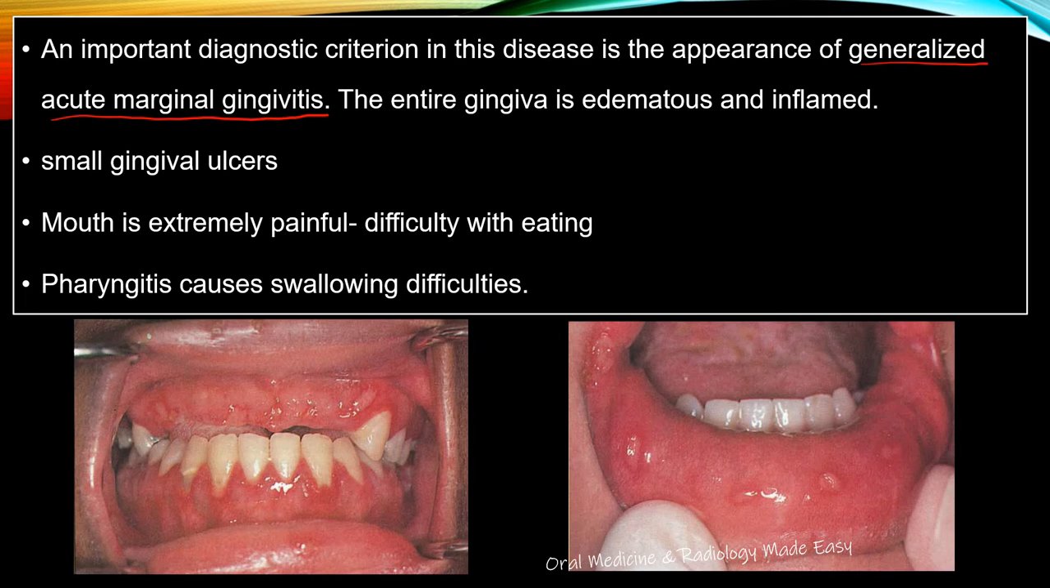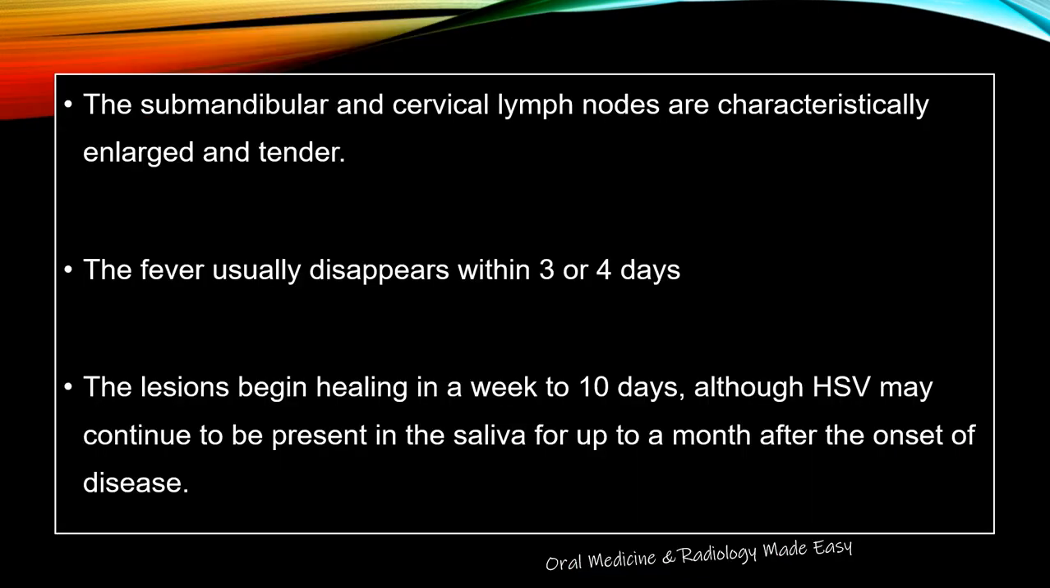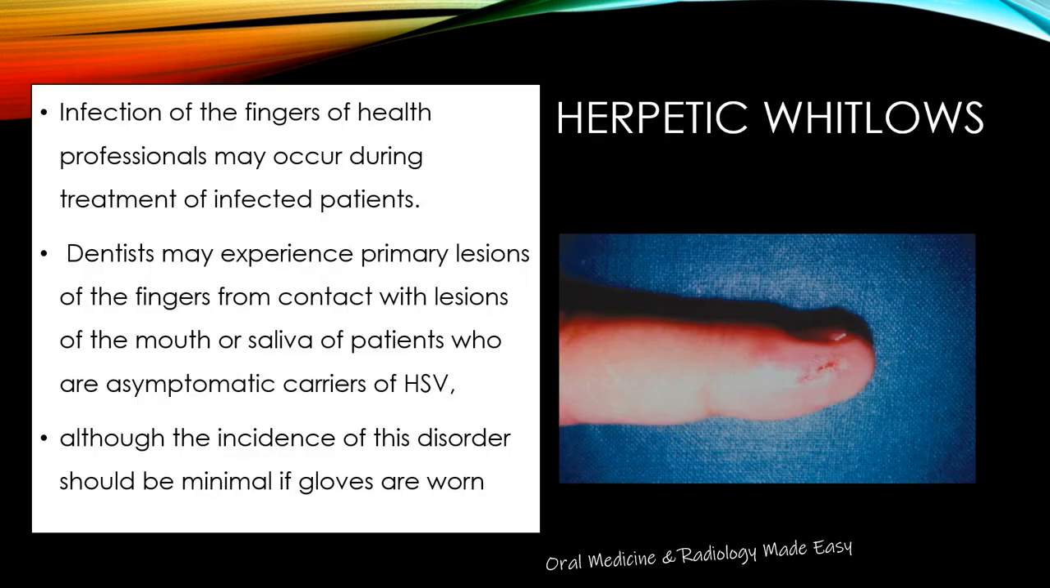The mouth is extremely painful and the patient may have difficulty with eating. If they have pharyngitis, it may cause swallowing difficulties as well. The submandibular and cervical lymph nodes are characteristically enlarged and tender. The fever usually disappears within 3 to 4 days and the lesion begins healing in a week to 10 days, but the HSV continues to be present in the saliva for up to a month after the onset of the disease. So even though the lesions heal in 10 days, there will be HSV virions present in the saliva for up to a month after the onset of the disease.